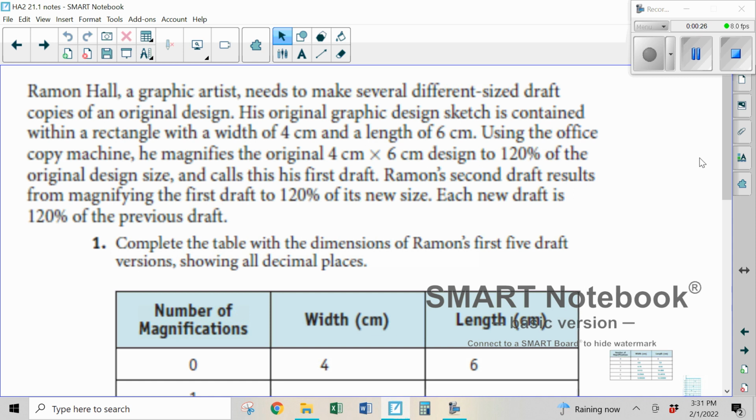Raymond Hall, a graphic artist, needs to make several different size draft copies of an original design. His original graphic design sketch is contained within a rectangle with a width of 4 centimeters and a length of 6 centimeters. Using the office copy machine, he magnifies the original 4x6 design to 120% of the original design size and calls this his first draft. Raymond's second draft results from magnifying the first draft to 120% of its new size. Each draft is 120% of the previous draft. So complete the table with the dimensions of Raymond's first 5 draft versions, showing all decimal places.